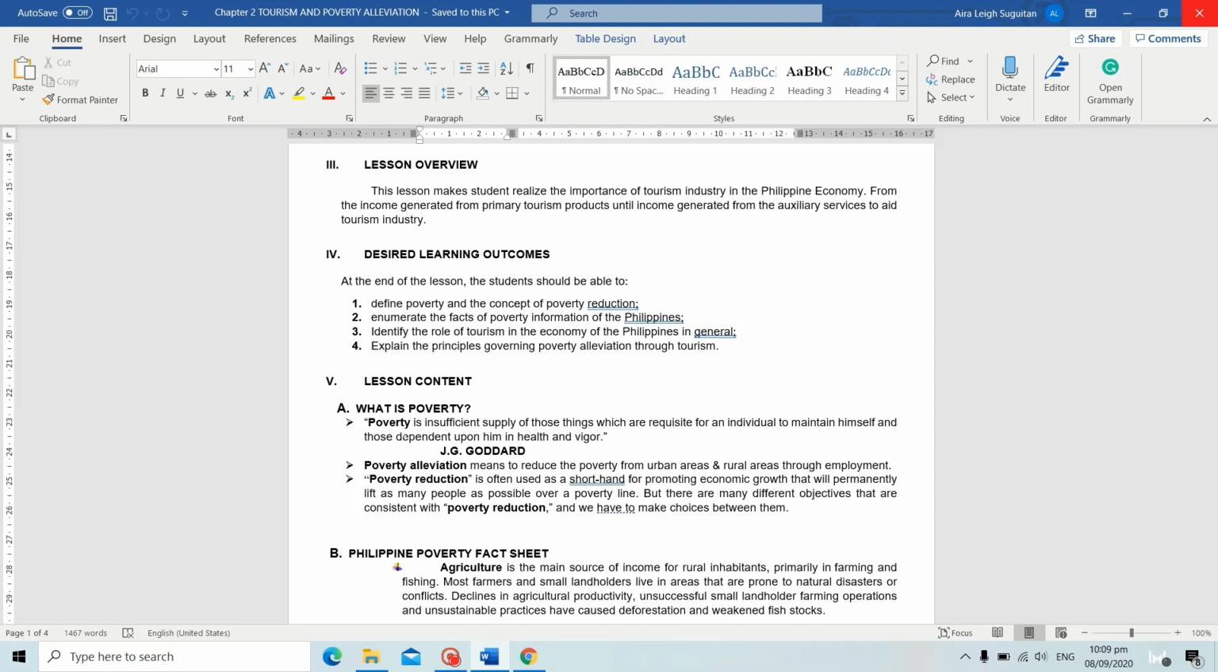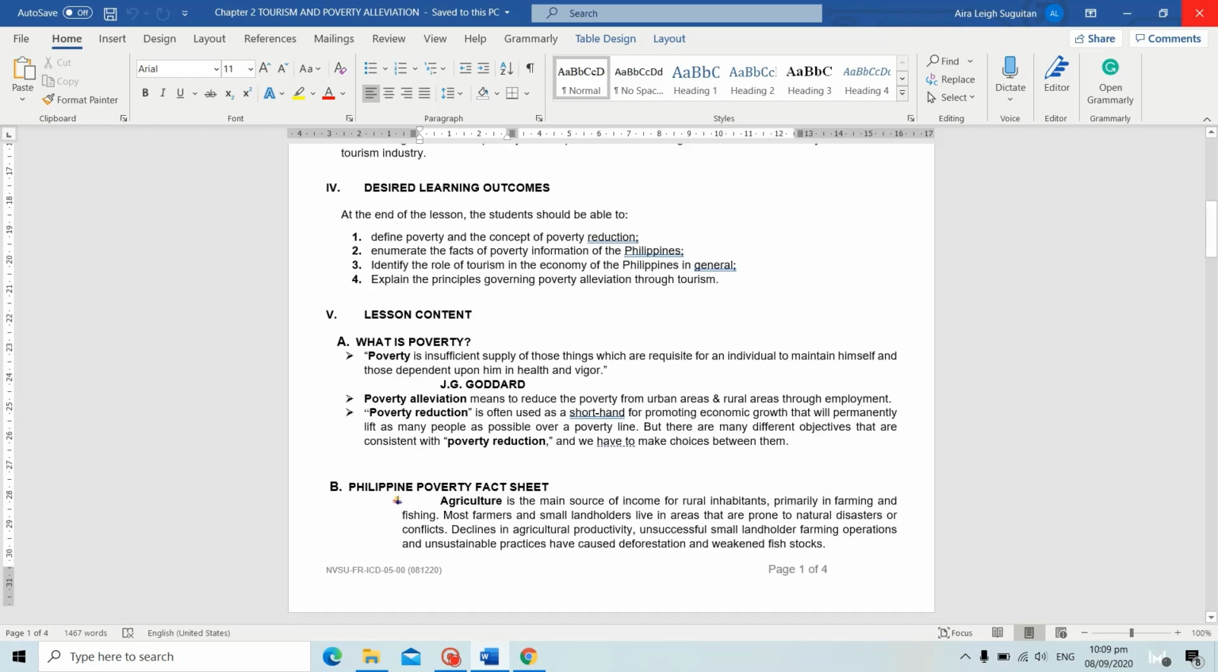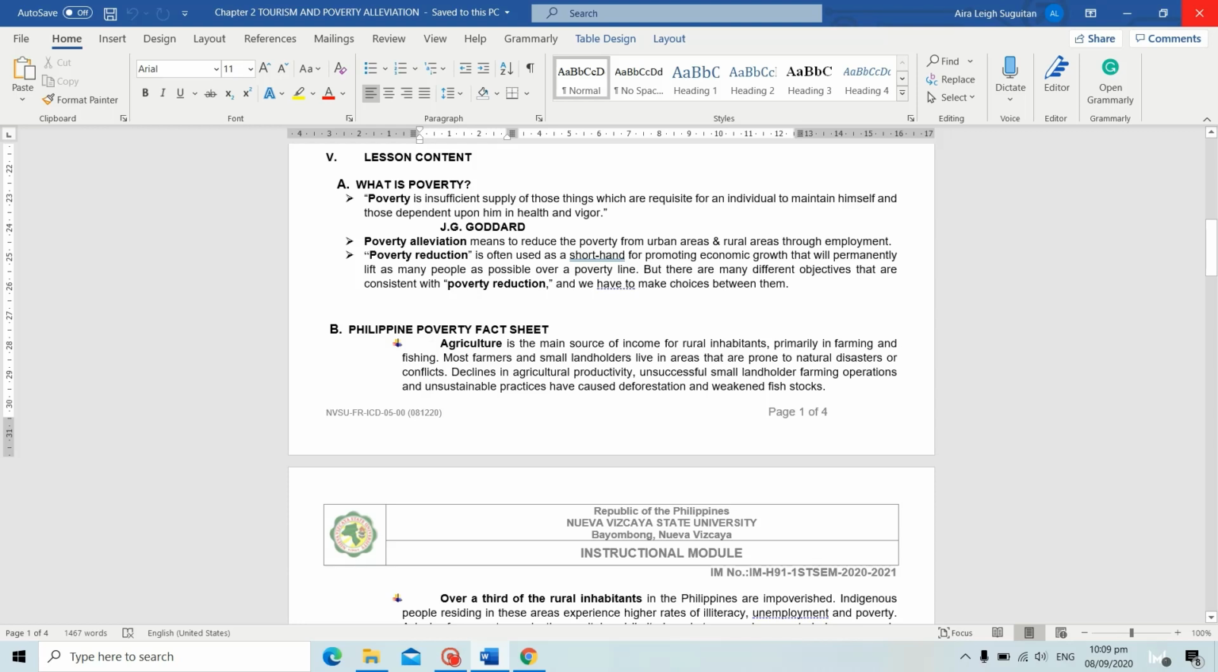If you have any question or may hindi kayo naintindihan, just drop a message on our group chat sa Facebook. Now, let's go to the Philippine Poverty Fact Sheet. So, this is according to an information from the Philippine Statistics or PSA. And this was from the information the year 2019.